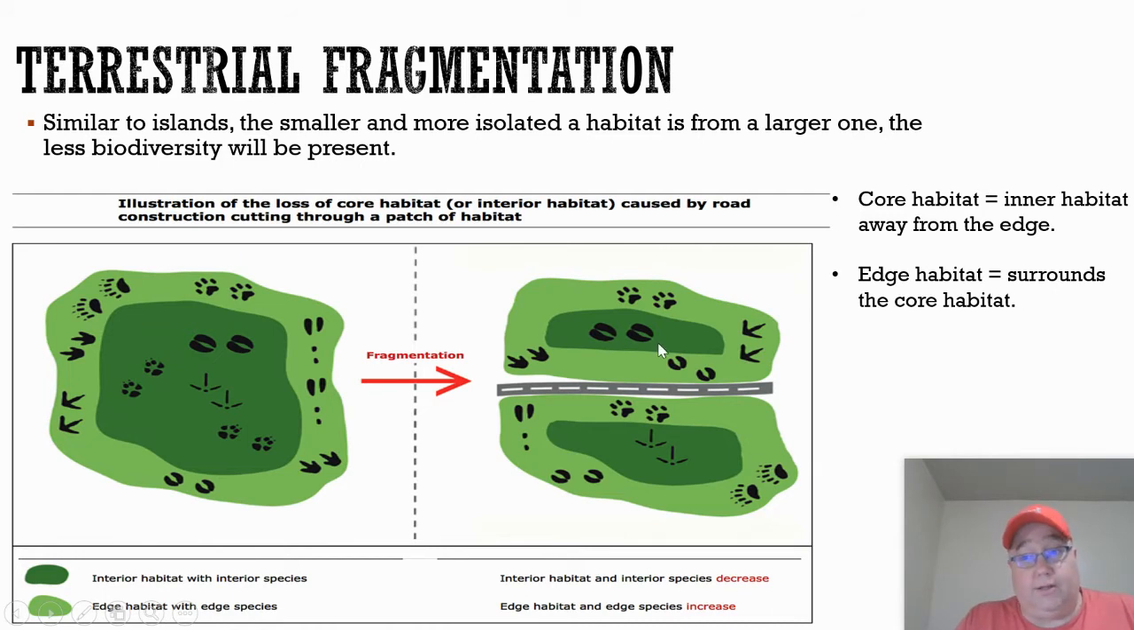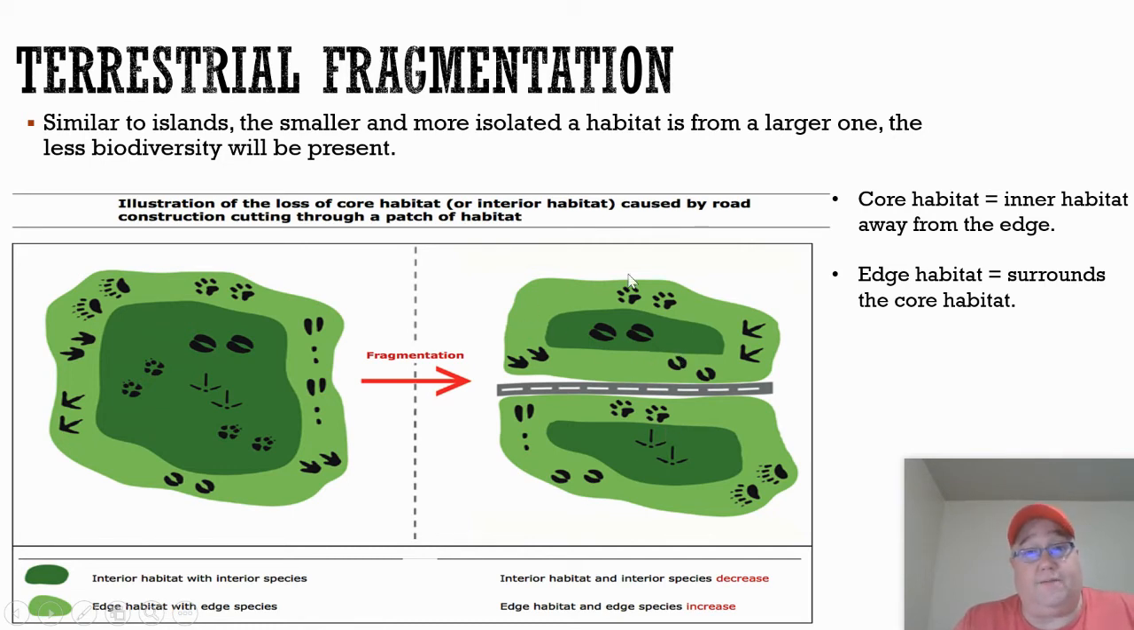And it's usually the higher level species, like your apex predators, that get impacted the most by this. So you'll notice in that core habitat, we don't have any more of those predatorial cats. They're just no longer there. They need big areas to roam, and they're no longer present. So biodiversity has been impacted.